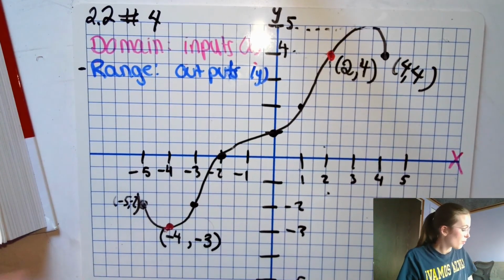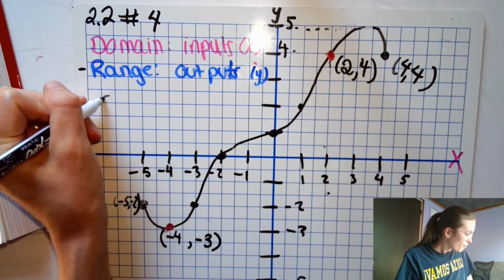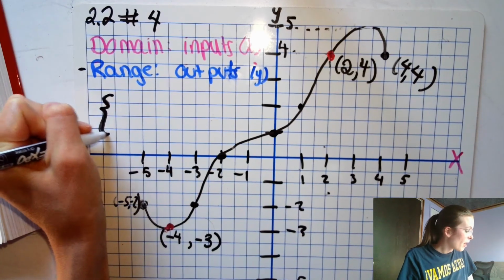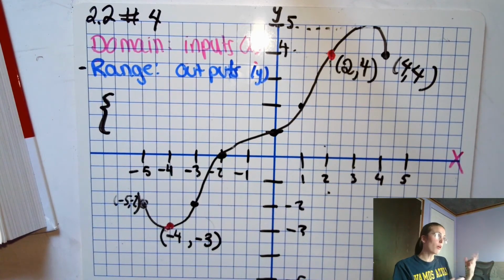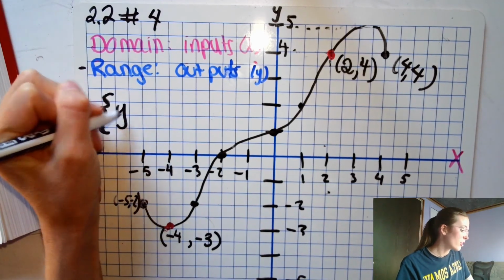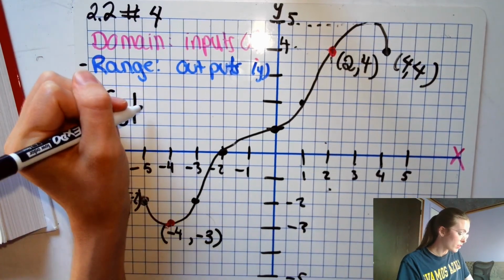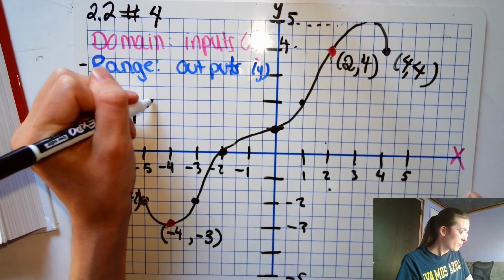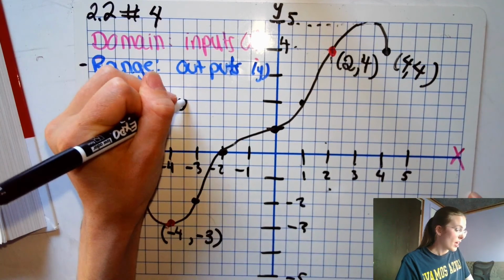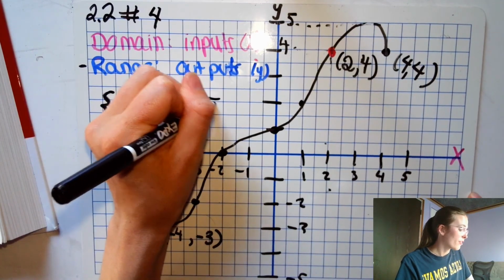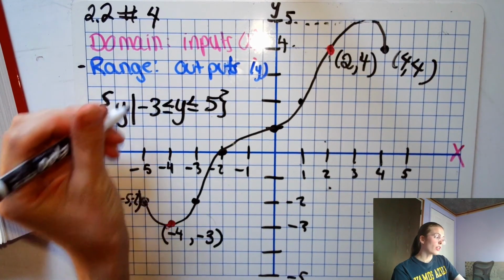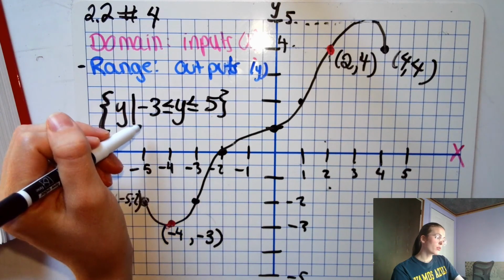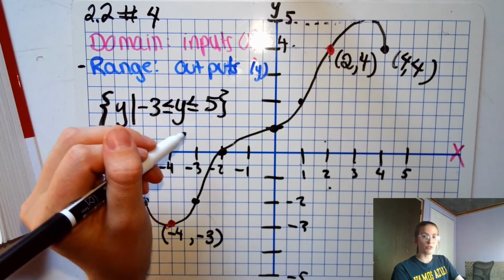We write it similarly to how we did with the domain, except now instead of x we have y, because it's the range. y is associated with the outputs, and the set of all outputs is the range. So we have y such that the smallest value is -3 and the largest value is 5. The way we read this is the set of y values such that y is greater than or equal to -3 and y is less than or equal to 5.